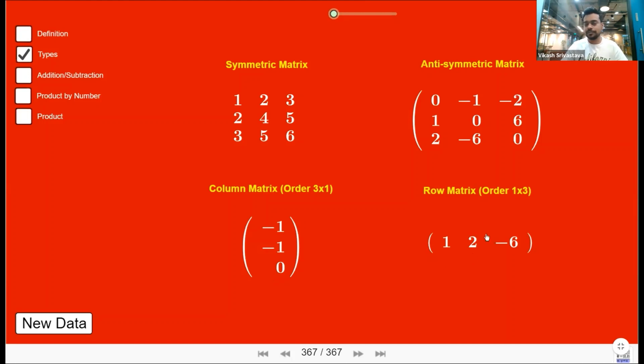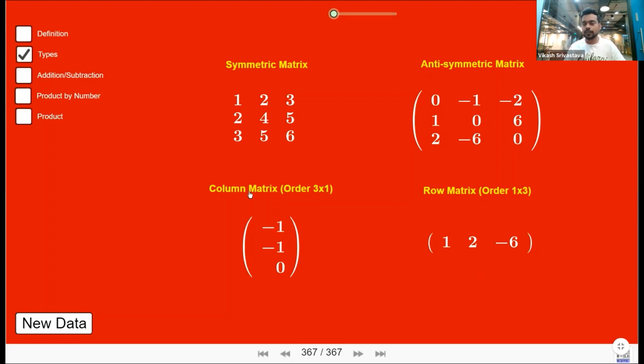Okay, and then we have the concept of a row matrix as well. In this case, the order will always be 1 cross some number, right? This number 1 is fixed for a row matrix, because in a row matrix we'll only have a single row, but we can have as many columns as we want, right? In this example we have 3 columns. This is the first column, the second column, the third column, but the number of rows in this row matrix will always be 1, right?